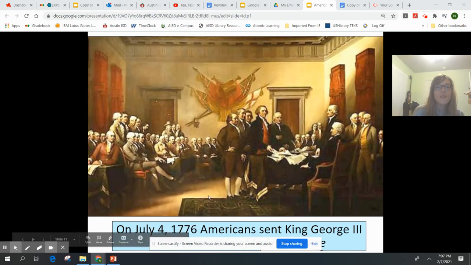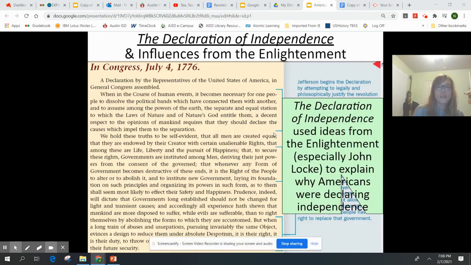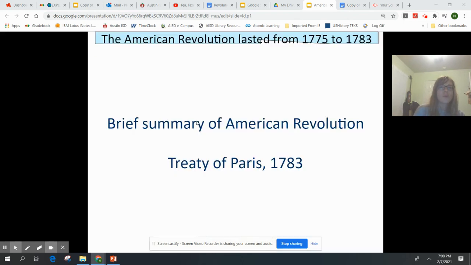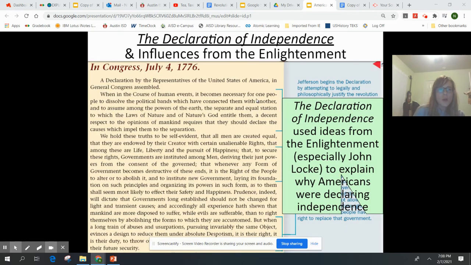And so on July 4th, 1776, the Americans send King George III the Declaration of Independence to say, we are no longer your subjects. We are our own people. And so really the Declaration of Independence is a document that really lists the grievances for why the Americans want to become their own country.